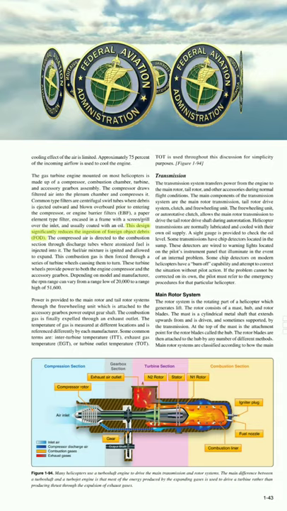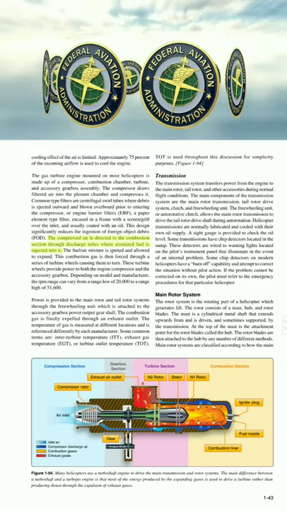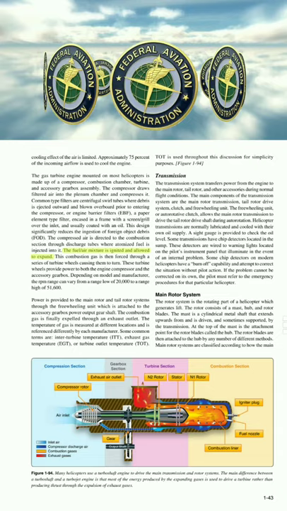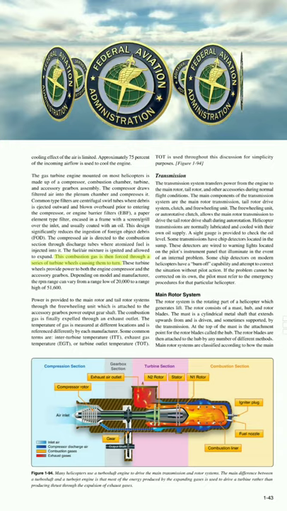The compressed air is directed to the combustion section through discharge tubes, where atomized fuel is injected into it. The fuel/air mixture is ignited and allowed to expand. This combustion gas is then forced through a series of turbine wheels, causing them to turn. These turbine wheels provide power to both the engine compressor and the accessory gearbox.